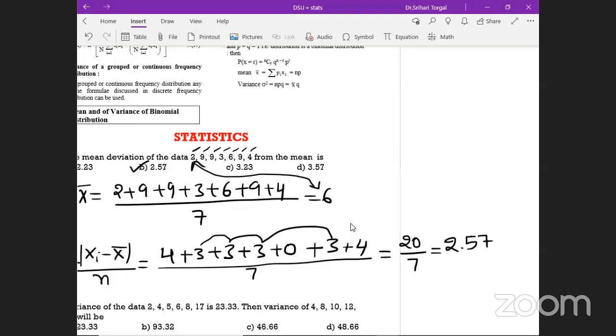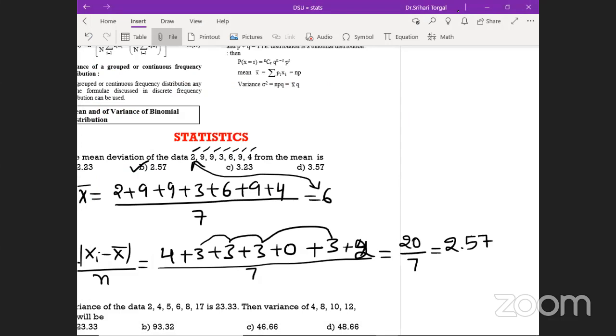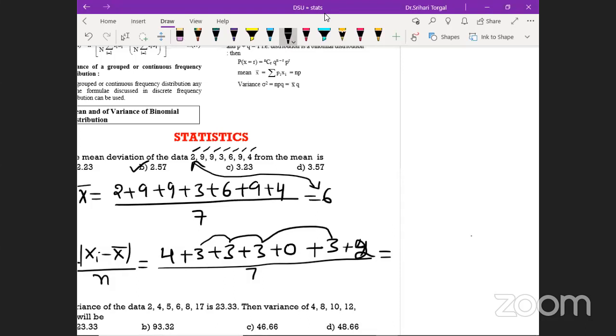12 plus 8, right? So the last one is 2. If you add up, that will add up to 18. 18 divided by 7, that is 2.57. 2.57 is the answer. Right? Correct. Next. Let me give you one more idea.